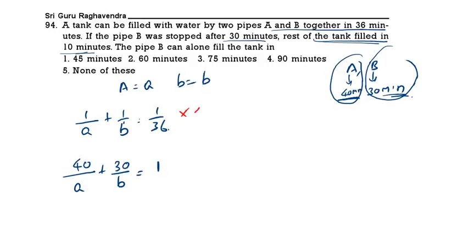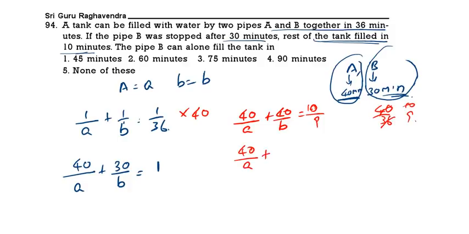You multiply the first equation by 40, then it becomes 40 by A plus 40 by B is equal to 40 by 36, that is 10 by 9. The second equation is 40 by A plus 30 by B is equal to 1. Now you can cancel the 40 by A terms. This will become 10 by B.